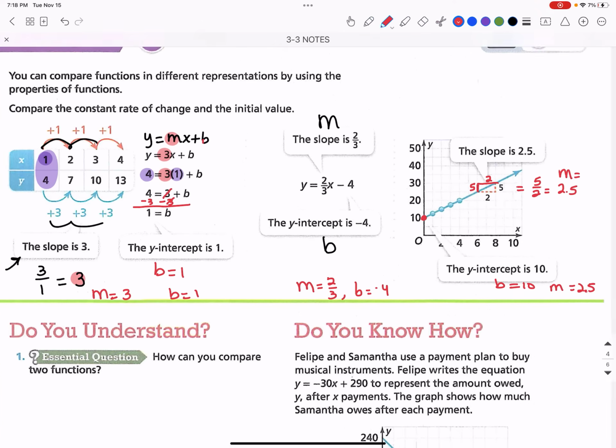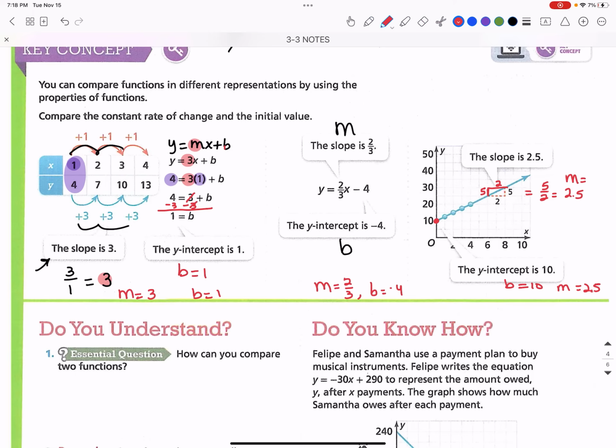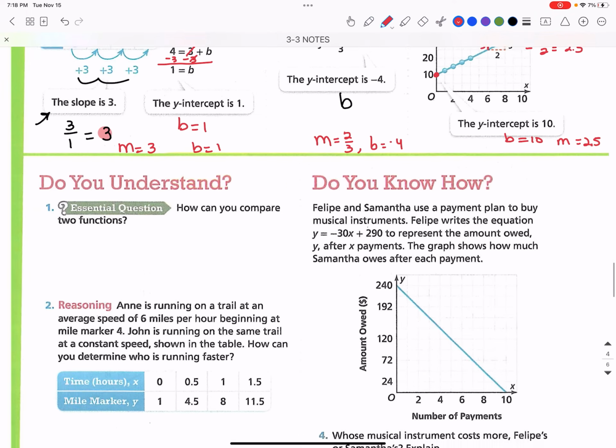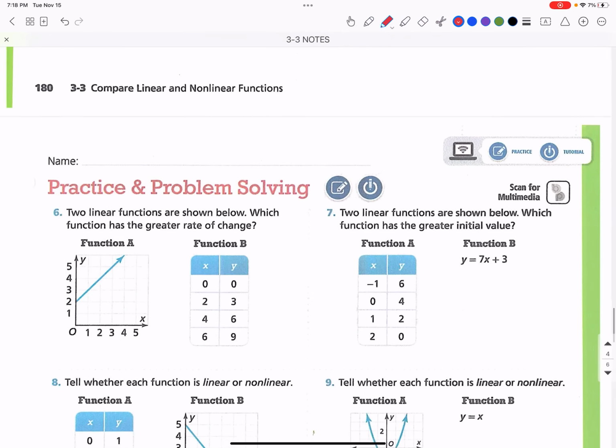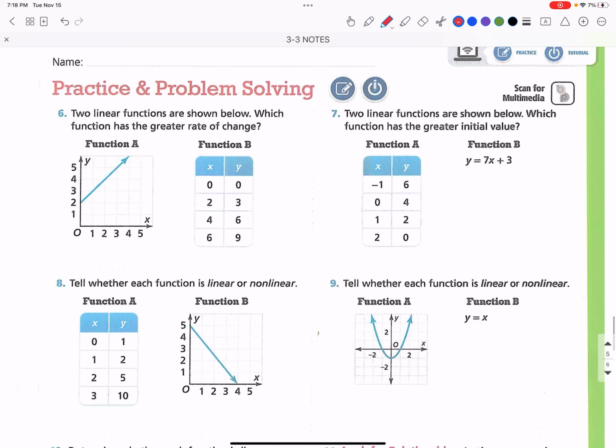And with that information, we can answer any questions asked about these functions. Which one has the greater rate of change, or the m? Which one has the greater b? Which one has the lesser b? Which one has the lesser rate of change? You can answer a whole lot of questions just by finding the m and the b. Okay? So I think that's about all I'm going to go with here. This is going to look a lot like your homework.